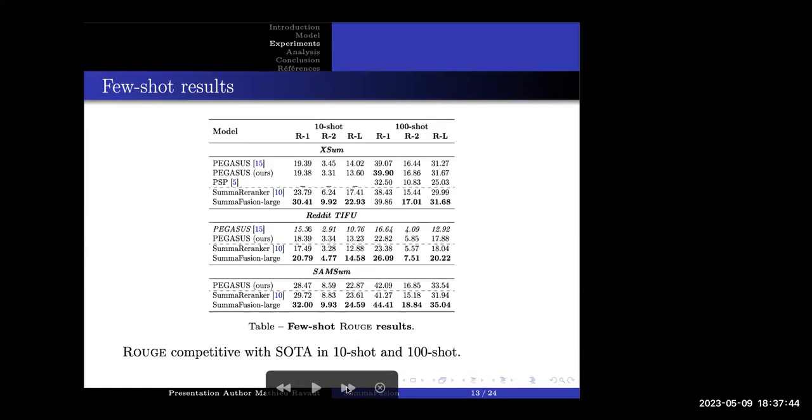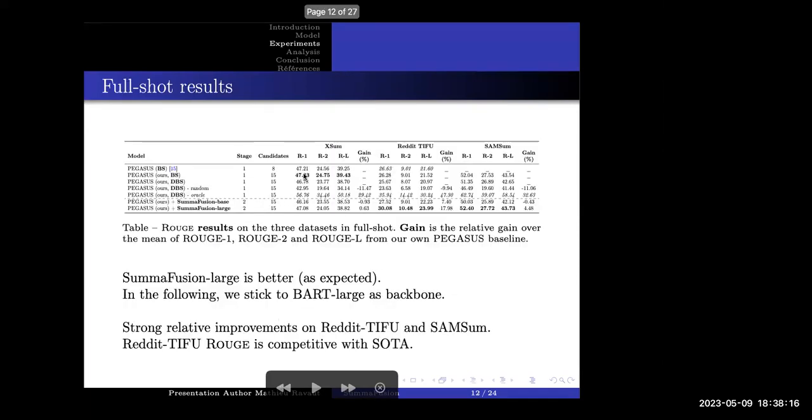Now looking at few shots. So in 10 shots and 100 shots, each time average over 3 pairs of training and validation datasets with typical framework. And what we see here is that, again, SummaFusion is able to push the Rouge of the base summary candidates. It's quite striking on XSum this time in few shots, right? On XSum, it was not really improving in few shots. Actually, it was just pushing our baseline from like 46.8 to 47.1.